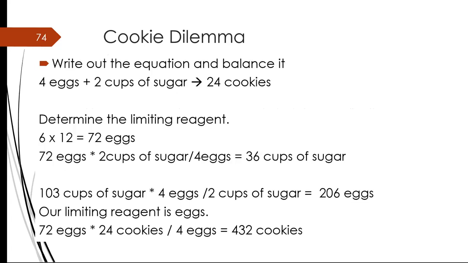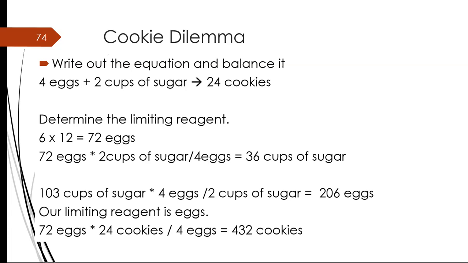So what I've done is I've written out an equation for our cookie. 4 eggs plus 2 cups of sugar is going to equal 24 cookies. Now that's not exactly right. We could have other things in there as well, unless we're just making egg sugar cookies. But from here, what we want to do is figure out who is our limiting reagent. To do that, I can either take my eggs and turn them into sugar, or I could turn them into cookies, and then I could take my sugar and turn those into cookies as well, and then we can compare.